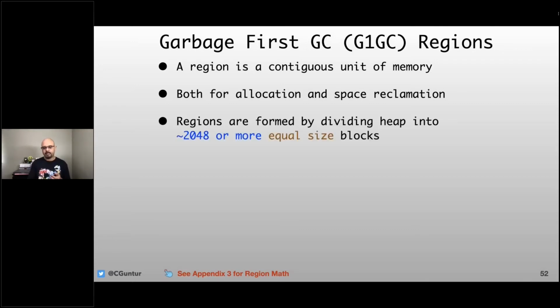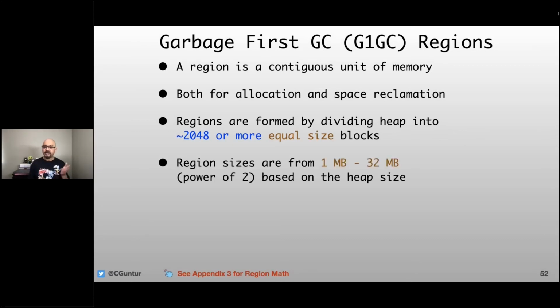Regions are formed by basically dividing your memory into 2048, or more. They have to be at least 2048 regions. They have to be equal in size, and that is how you break your memory into smaller portions that you manage. And we'll take a look at the math in a minute, but I just wanted to let you know how this works. The region size can be anywhere from 1 MB to 32 MB. So beyond 32 MB, it doesn't make sense to do this. And this is still an older garbage collection, if I may. G1GC is not modern. It is Java 8, and we'll see why.